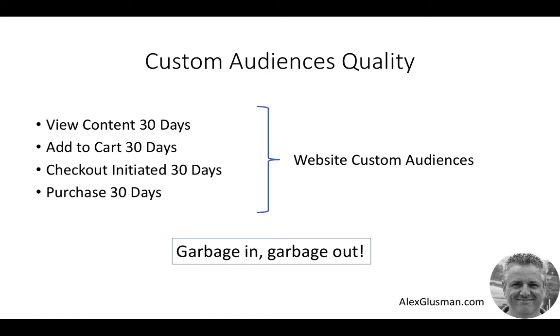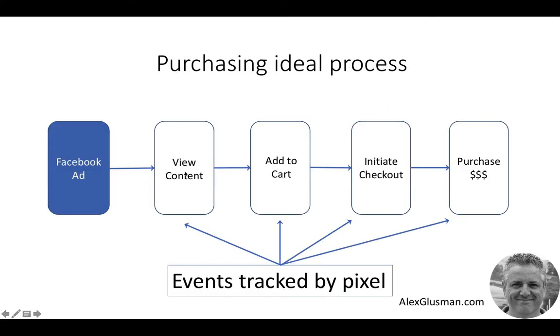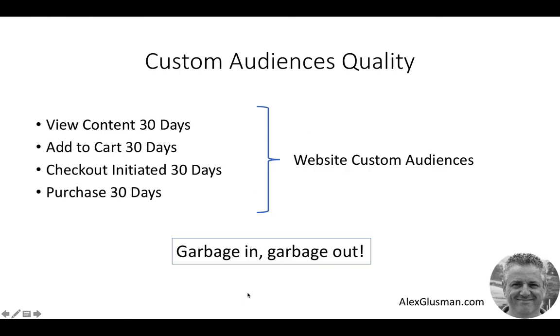We also wanted to talk about custom audience quality. We talked about these 4 custom audiences in the previous video: view content, add to cart, initiate checkout, and purchase, which are based on activities that happen on a website and are tracked by the pixel. Going back to this, these are based on website activities, so they're website custom audiences. These activities happen on your website.